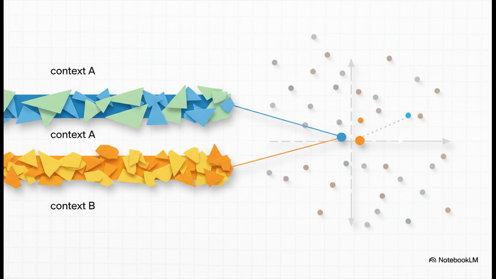So words that show up in similar sentences, surrounded by similar neighbors, end up getting assigned similar vectors. It's kind of like if you see two people always hanging out at the same coffee shops and libraries, you'd probably guess they have similar interests. Same idea, but for words.